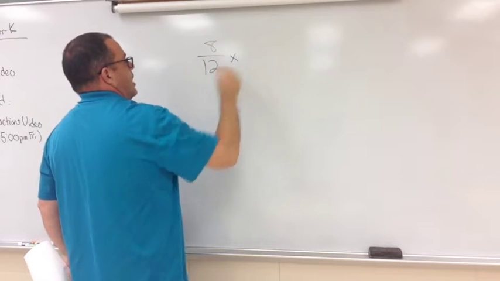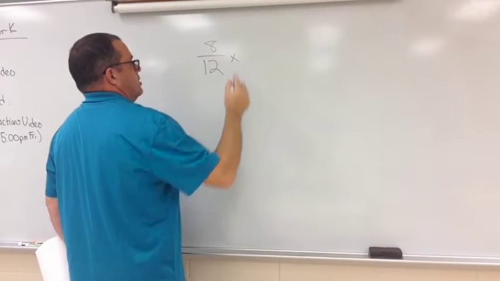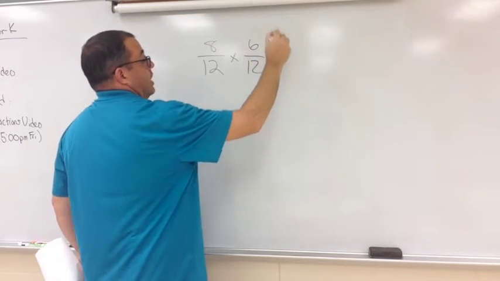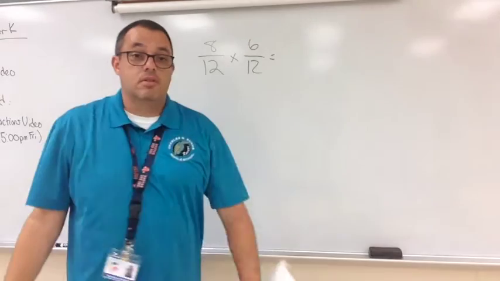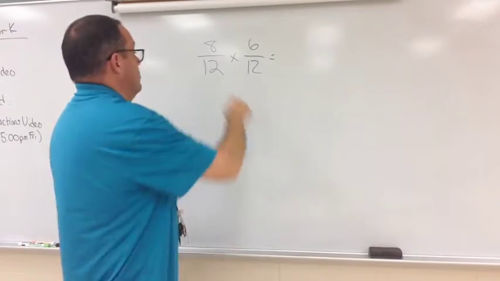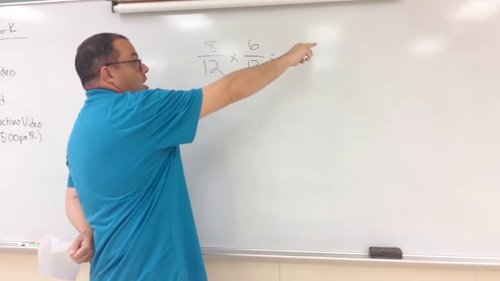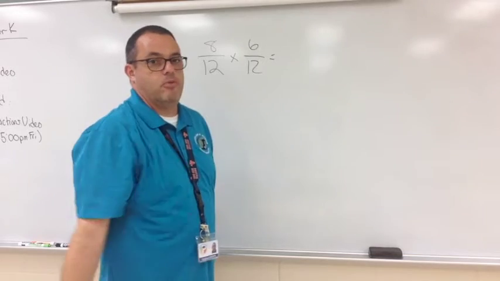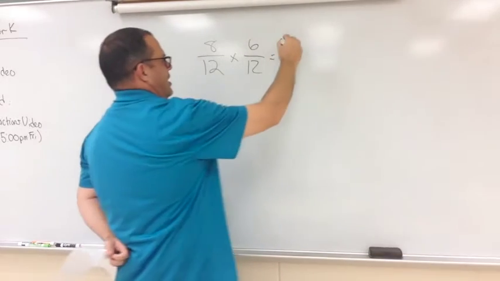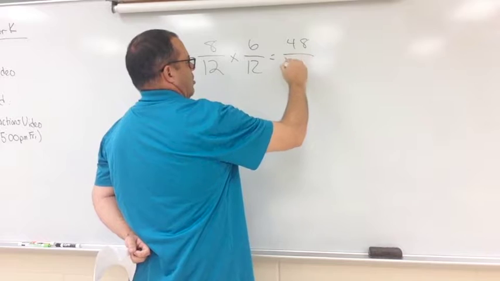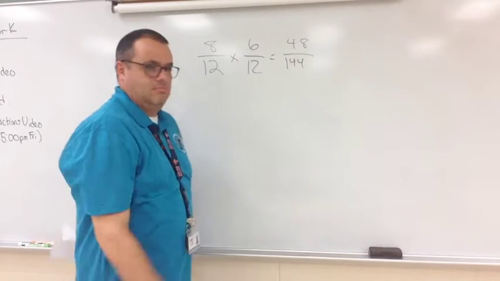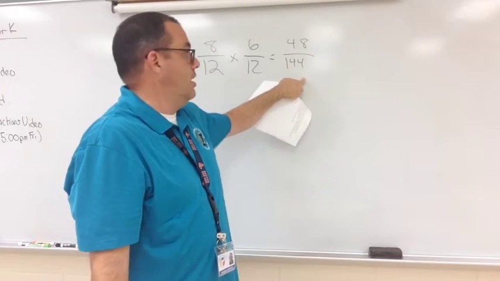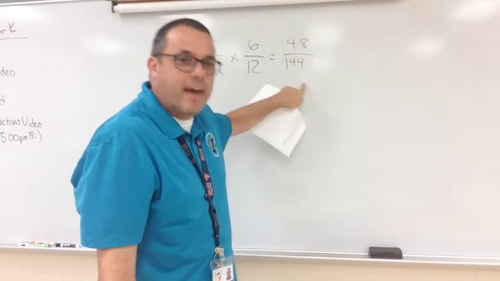8/12 times 6/12, okay? 8/12 times 6/12. Okay, now I could go across. 8 times 6 is 48, and 12 times 12 is 144. So I would have 48/144ths. That's an ugly, ugly fraction, okay? Way too big. We know it's not in simplest form. I don't want to deal with that.